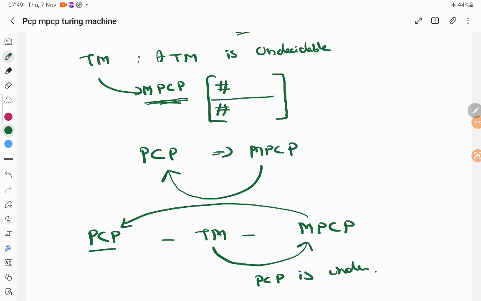So in the next video, I'll show all the remaining things: the conversions, how to convert a modified post correspondence problem to a PCP, and a Turing machine to a modified post correspondence problem.